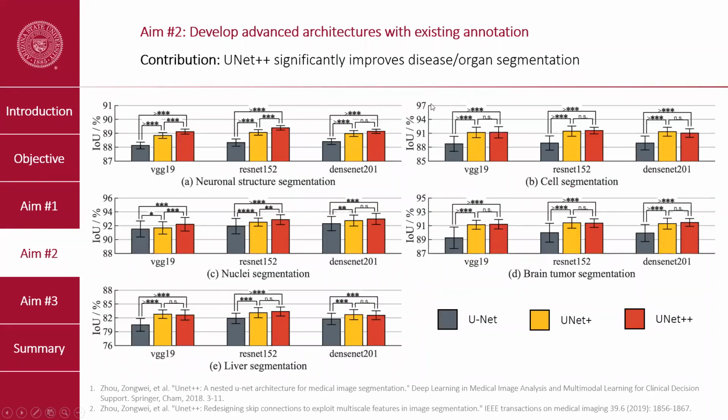We evaluate UNet++ on 5 image segmentation tasks, including neural structure segmentation, cell and nuclear segmentation, brain tumor, and the liver segmentation. The red bar is UNet++, and the gray bar is the original UNet. Statistical analysis shows that our UNet++ significantly outperforms the original UNet on every task.